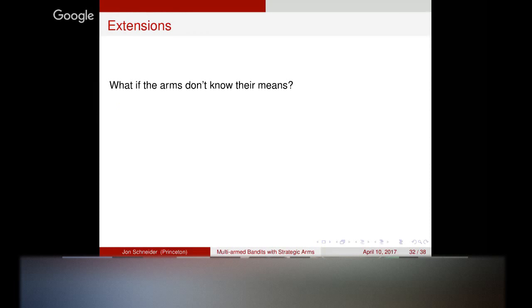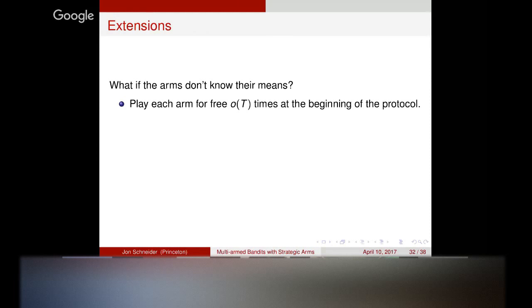All right, so there's a couple of questions you can ask. There's something sort of fishy about this algorithm: we didn't really do any learning. We just asked the arms for things they already knew, and they told us, and then we just chose the best one, and that's sort of not the point of multi-armed bandits. So the natural question is, what if the arms don't know their means? No one knows exactly what the means are.